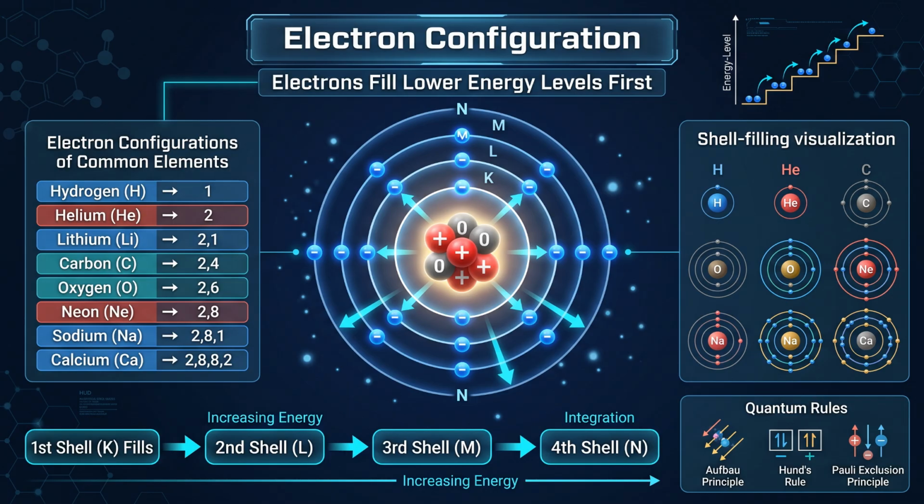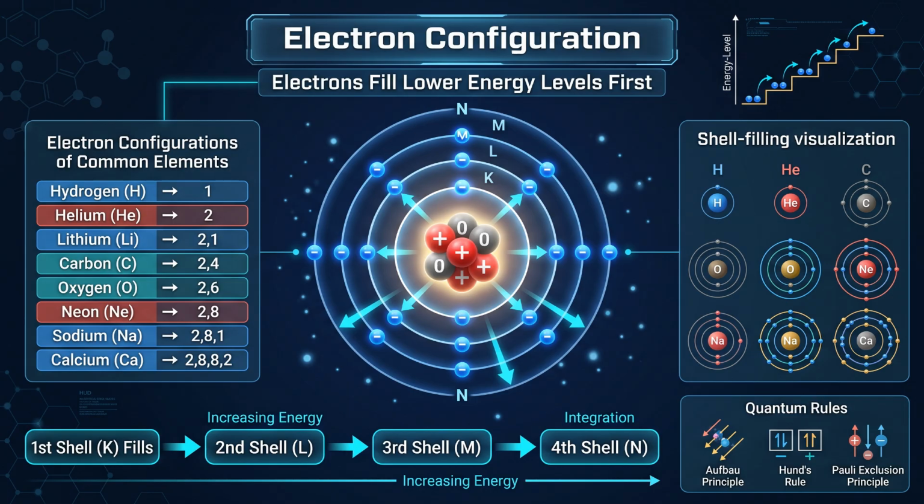Although these are the maximum capacities, electrons do not always fill every shell completely before entering the next shell in larger atoms because the actual filling follows orbital energy levels. However, for the first 20 elements, the shell model shown in the illustration works very well and is widely used in introductory chemistry. Let us begin with the simplest element, hydrogen.